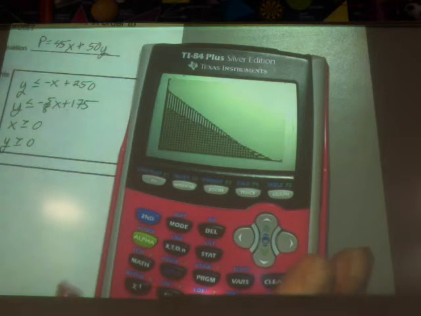So let's see what the question actually asks. It's asking what's the maximum profit. Oh, maximum profit. We haven't even considered that yet.